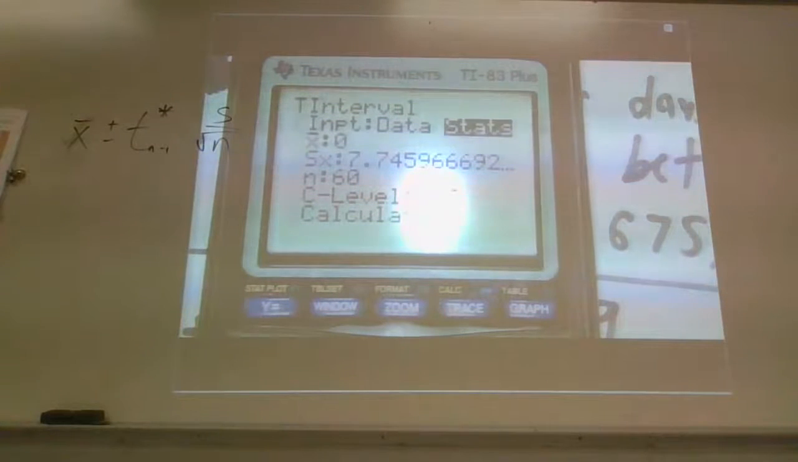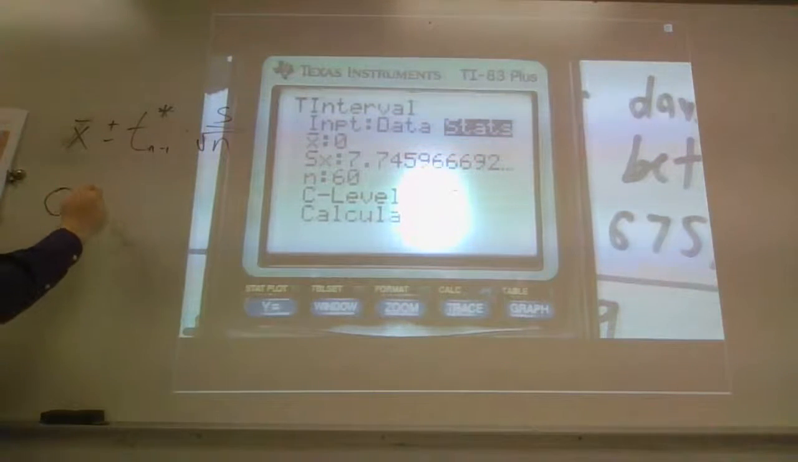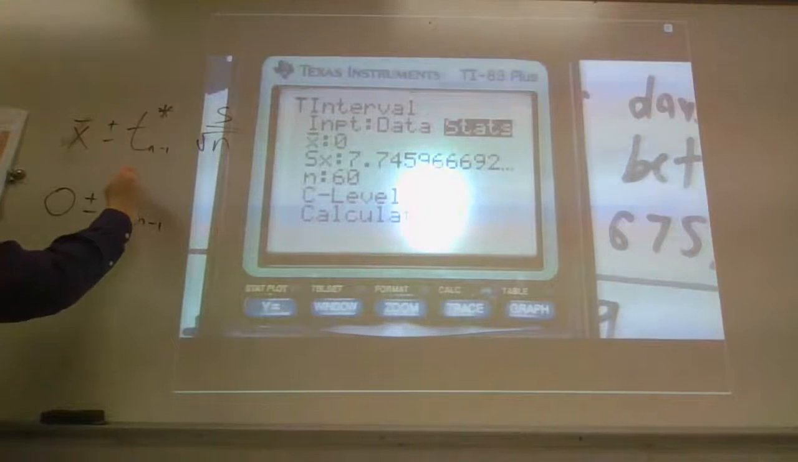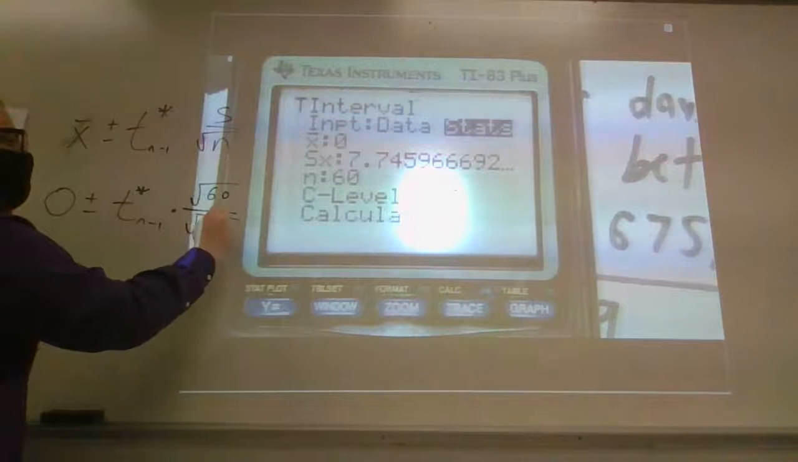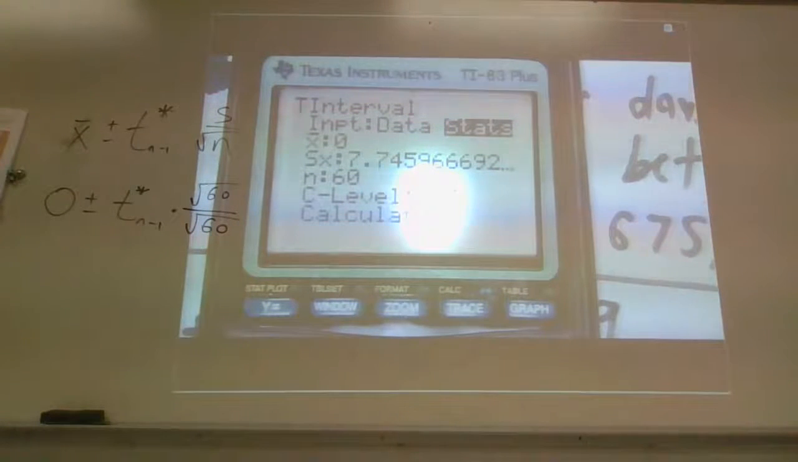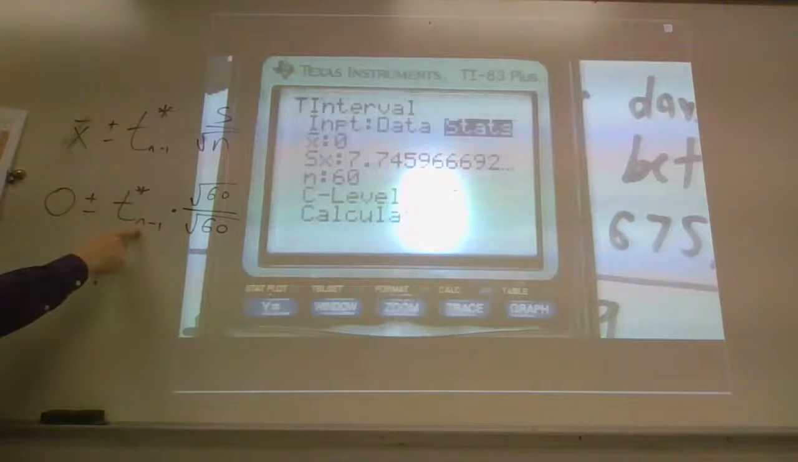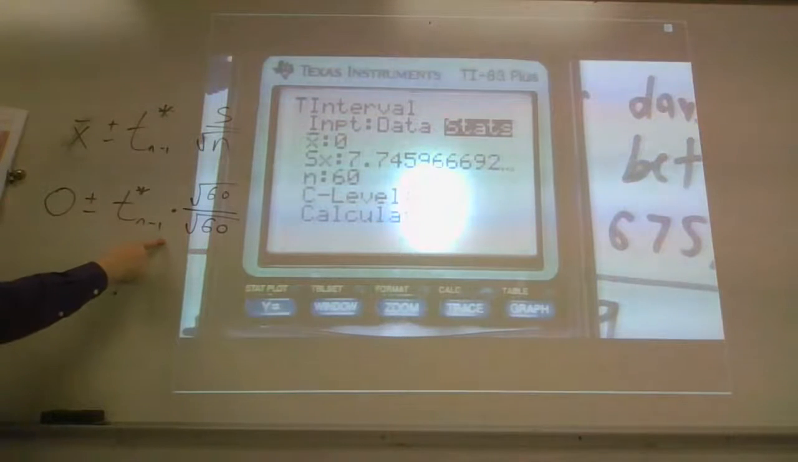Anyone see what I typed in for S before it turned into a decimal? I typed in the square root of 60. Here's the reason why. What happens to that fraction? Just becomes a 1, right? And it goes away. And the 0. So basically, 0 plus or minus T star degrees of freedom.